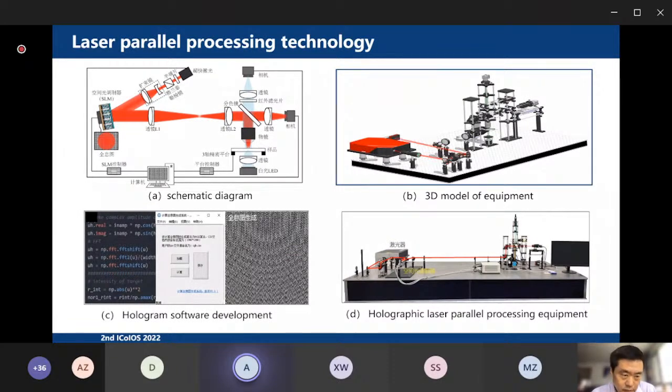And figure A is the schematic diagram of our laser parallel processing technology. And figure B is the 3D model of the equipment. And 3C is the software we developed for computer generated hologram. And figure 4 is the equipment we set up in our lab. Next, please.